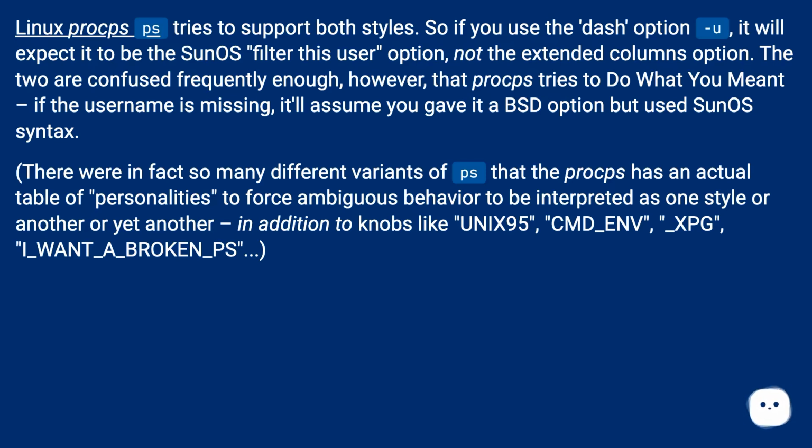There were in fact so many different variants of ps that procps has an actual table of personalities to force ambiguous behavior to be interpreted as one style or another or yet another, in addition to knobs like UNIX95, CMD_NV_XPG_1_best.